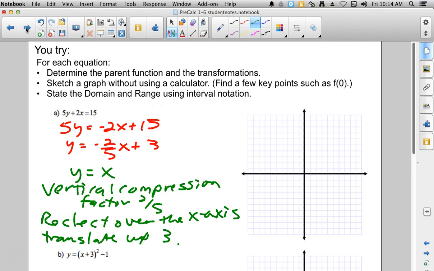So the parent function, perfect diagonal through first and third quadrant. And I was watching some of you, you were already graphing this line. But I want you to think of it in a new way. Think about those transformations that took place. We go up here to 3, and then we use our slope to get a second point, so down 2 and to the right 5.